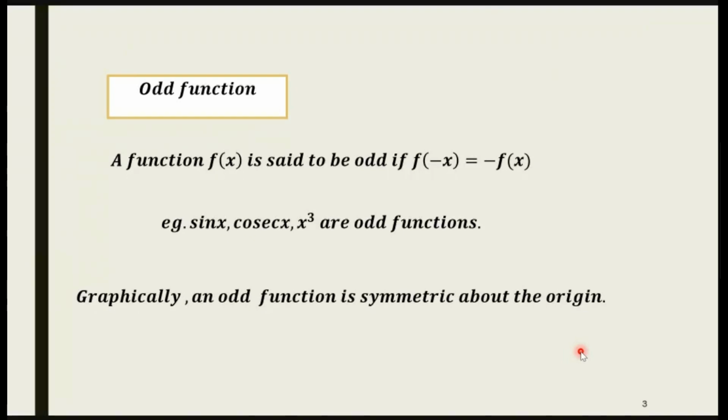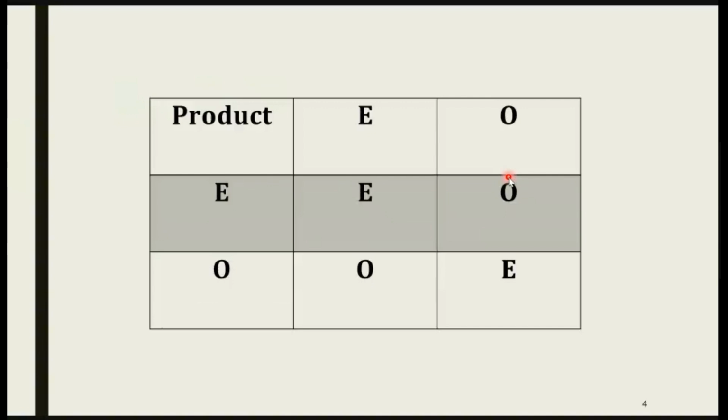So we have to check even and odd function. Even function means replace x by minus x. If you get the same function, it is an even function. And if you get minus of f of x, we get it as an odd function. Then we have seen that when we multiply two even functions, the product is even. When we multiply two odd functions, again the product is even. And when we multiply odd into even or even into odd, the answer is an odd function. So even into even is even, odd into odd is even, even into odd or odd into even is an odd function.